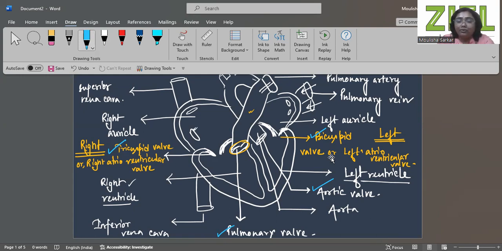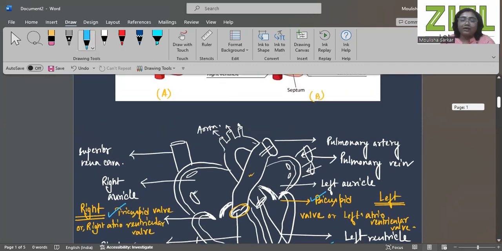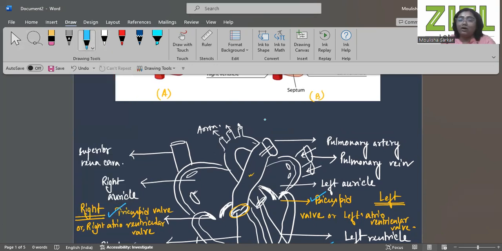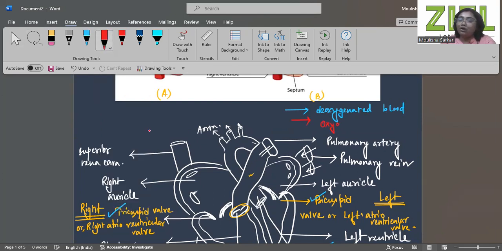Now we need to know how the blood is flowing through the heart. Before explaining that, I will take 2 colors to differentiate the oxygenated and deoxygenated blood. So I'm taking blue color arrows to indicate the deoxygenated blood, and I'm taking red color arrows to denote the oxygenated blood. Now just follow the arrows I am drawing on the diagram.